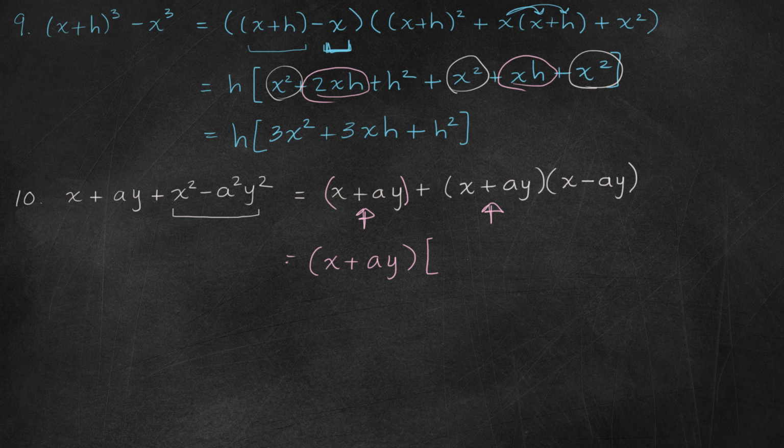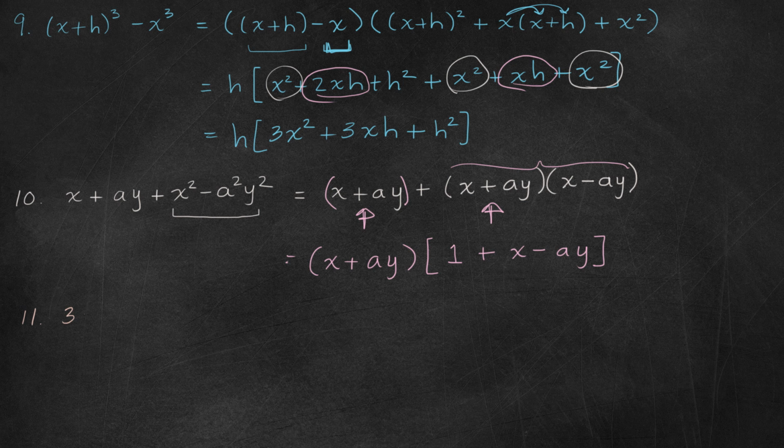So when I factor out, really I'm dividing by. So x plus ay divided by x plus ay is just 1. Plus, and then from this second term right here, when I factor out an x plus ay, remember that just means dividing by x plus ay, I'm left with x minus ay. And now this is factored. It's one term multiplied by another term. It's the product of two factors.